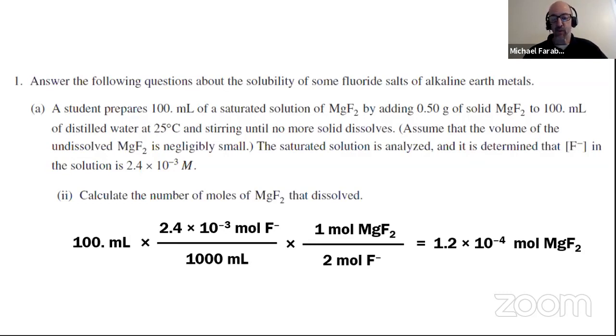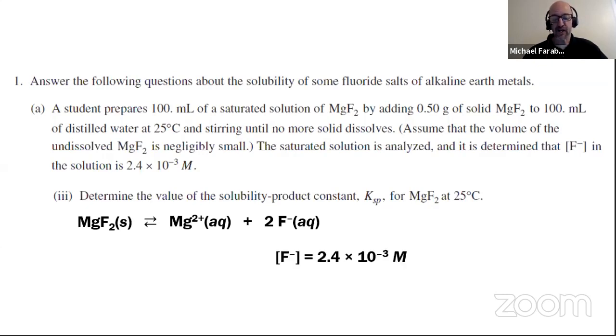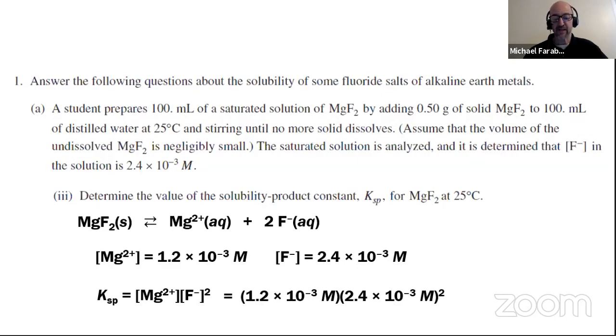Now for the next part of this question, they want us to calculate the value of the Ksp. So the Ksp would be the concentration of the magnesium times the concentration of the fluoride squared. Remember that the concentration of magnesium is not 2.4 times 10 to the minus 3, but rather half as much. If we plug in these numbers into our Ksp expression, that's 1.2 times 10 to the minus 3 times 2.4 times 10 to the minus 3 squared, then we get our value for the Ksp, the solubility product constant for magnesium fluoride, 6.9 times 10 to the minus 9.